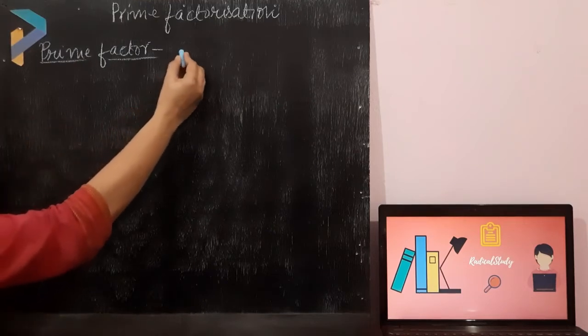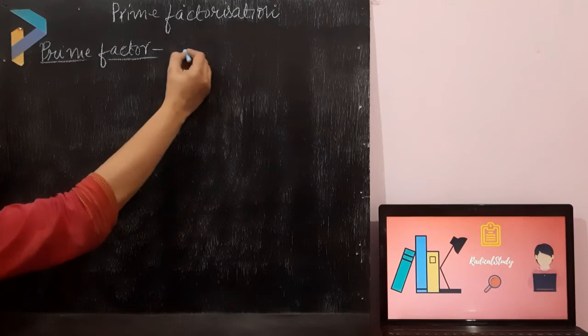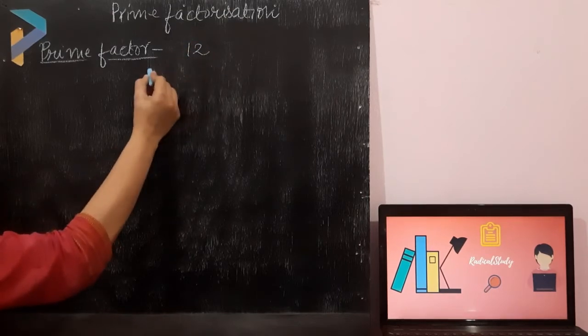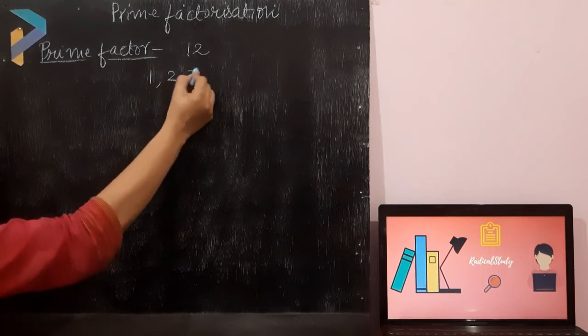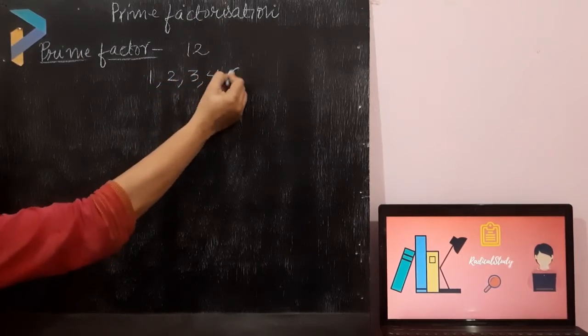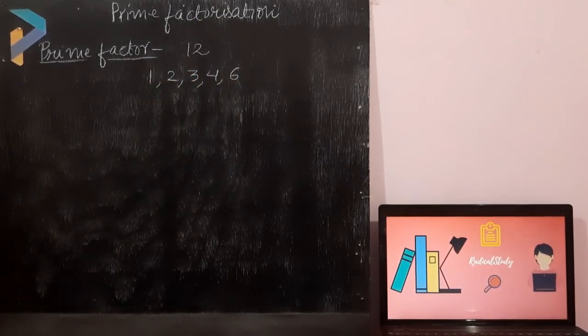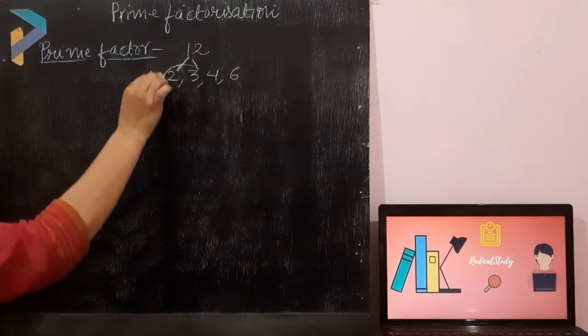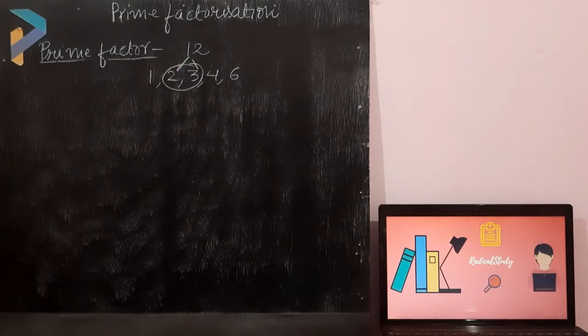For example, when we are writing the factors of 12, okay students, the factors of 12 are 1, 2, 3, 4 and 6. Now out of these factors, which factors are prime factors? Please tell me. Yes students, you all are right. 2 and 3 are the prime factors of 12. So the factors which are prime numbers are called prime factors.